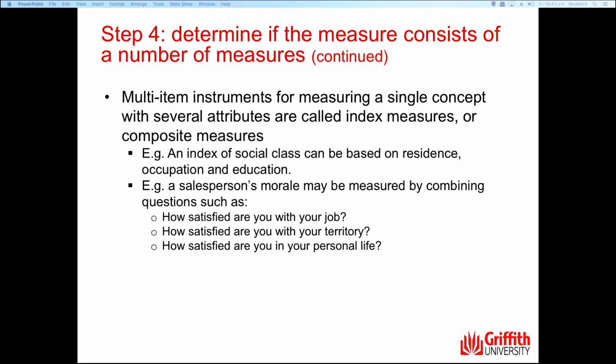Another example, salesperson morale may be measured by combining questions such as satisfaction with their job, satisfaction with the territory, or satisfaction with personal life. If you wanted to measure salesperson morale, you can't just measure job satisfaction, but you can look at satisfaction with the company, the territory, personal life, and so on.